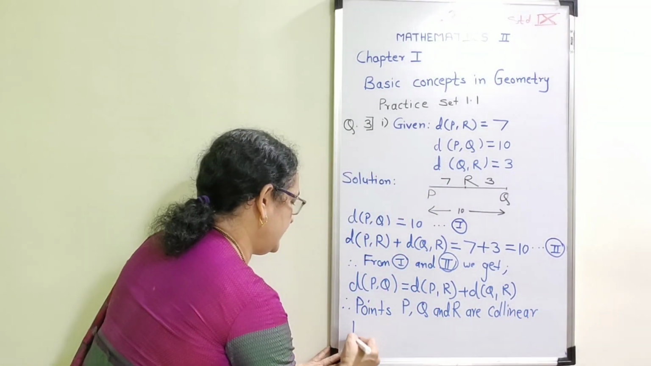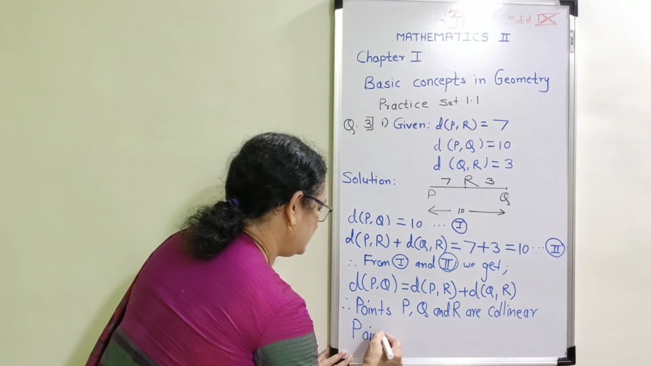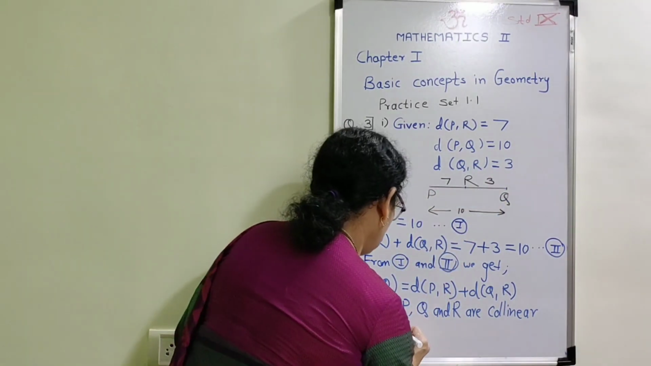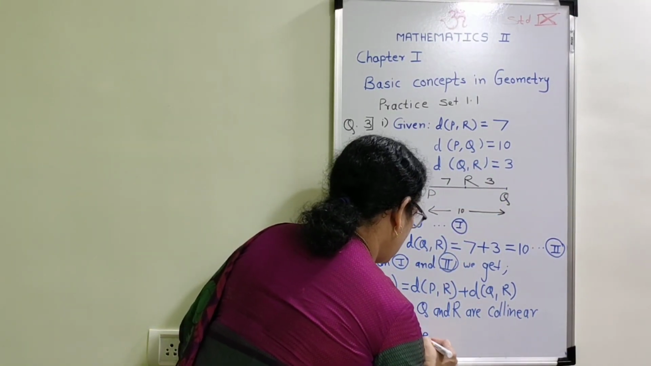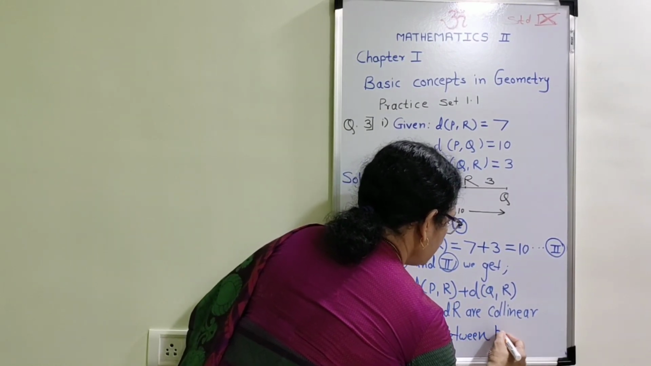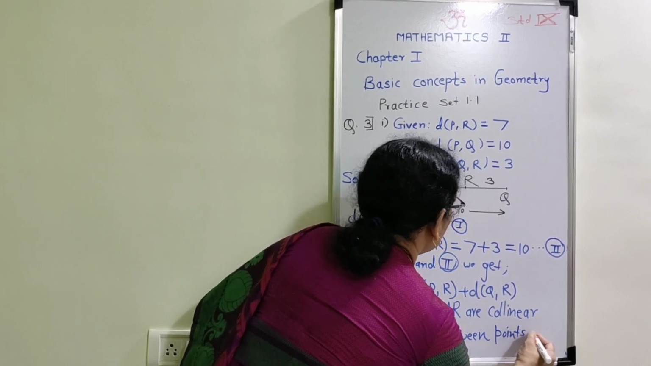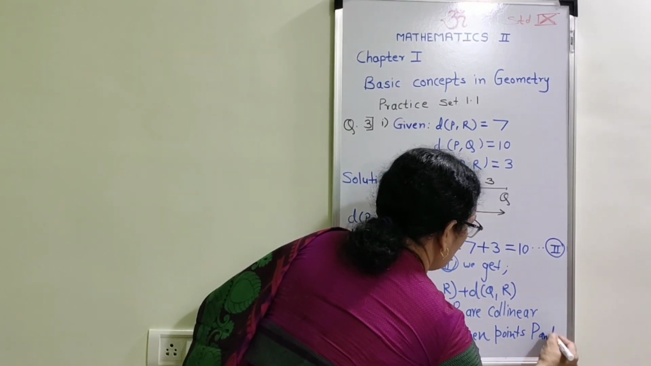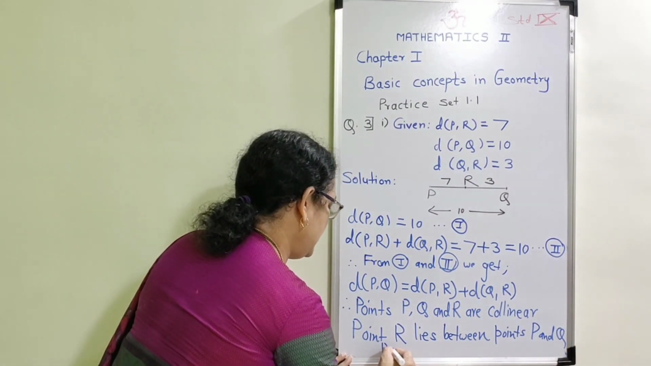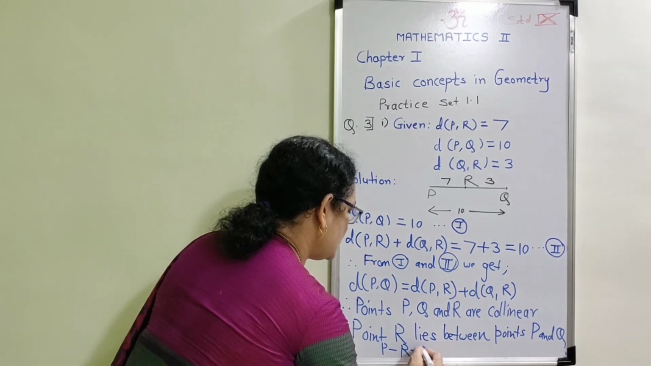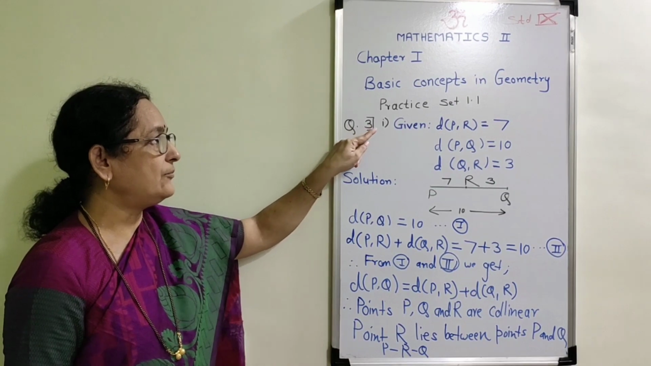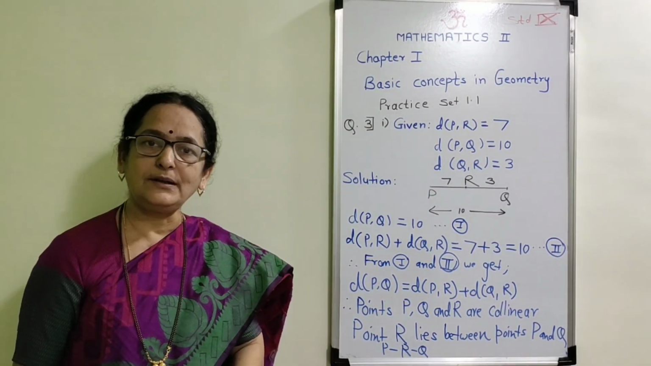Also, point R lies between P and Q. Point R lies between points P and Q. We will write by using the notation, that is P dash R dash Q. Now this is our complete solution for the first question from question number 3.